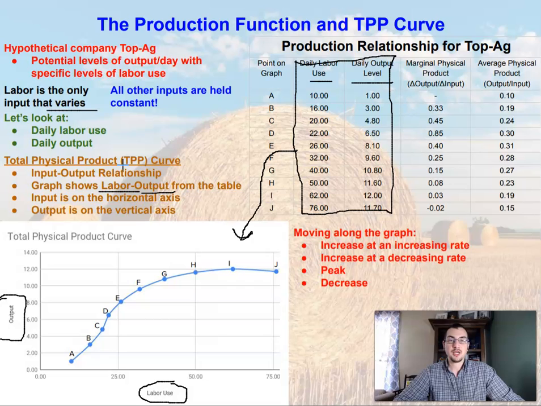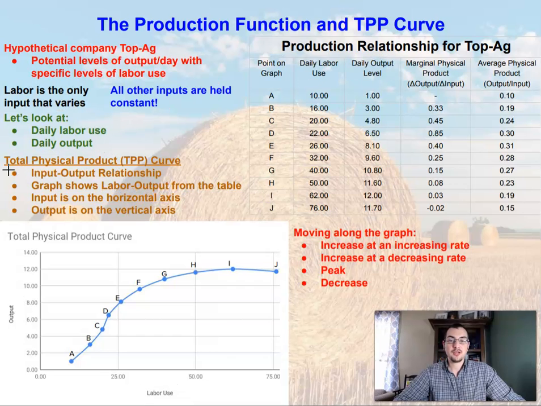I mentioned that we're going to talk about the TPP curve. What TPP stands for is total physical product. Physical product is our output. So in this graph, we're looking at our total output. Another way to talk about output is physical product, and to abbreviate it, we call it the TPP curve.